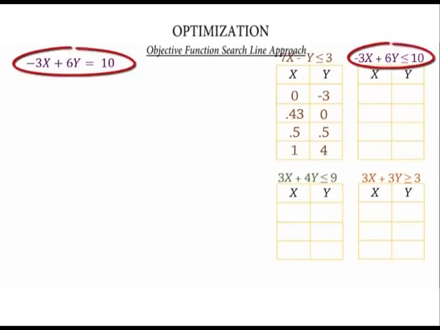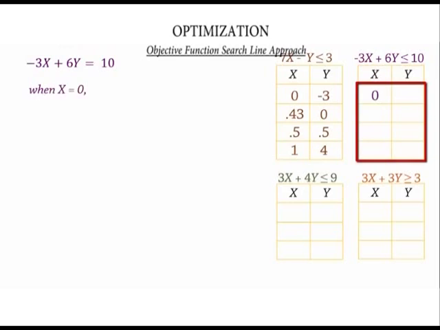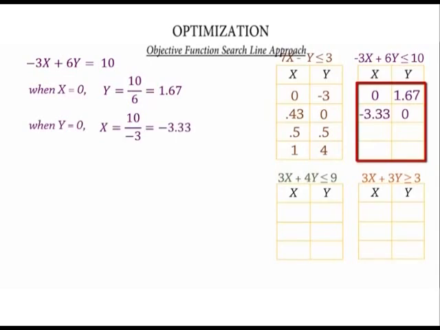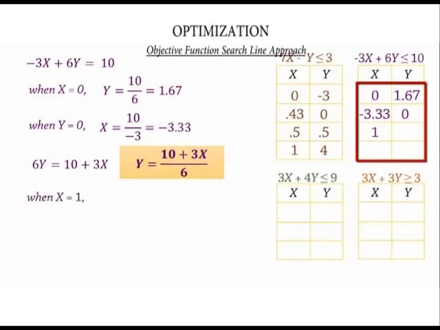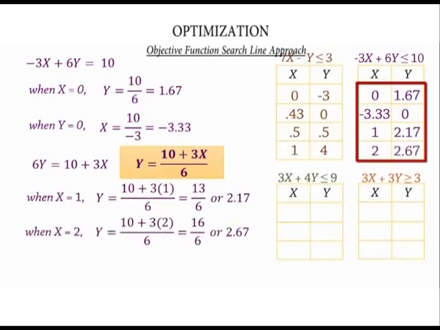For the second constraint, we have minus 3x plus 6y is equal to 10. When x is 0, y is 1.67, and when y is 0, x is minus 3.33. Again, the points will be difficult to locate on the graph paper. Rewriting the equation, we have 6y is equal to 10 plus 3x, so y is equal to (10 plus 3x) over 6. When x is 1, y will be 2.17. When x is 2, y will be 2.67. So it looks like we can't get whole numbers for this one, so let's be happy with that.